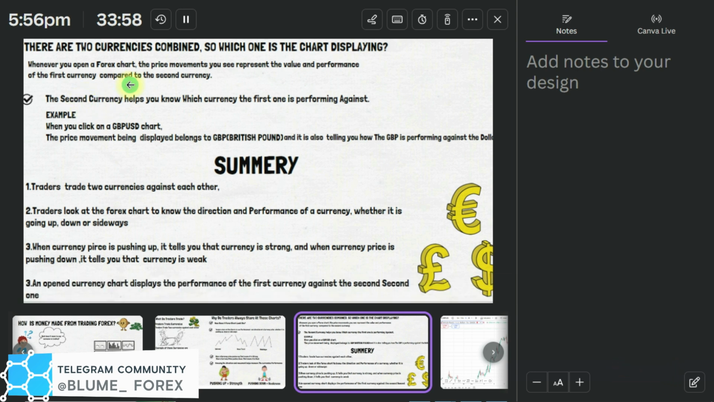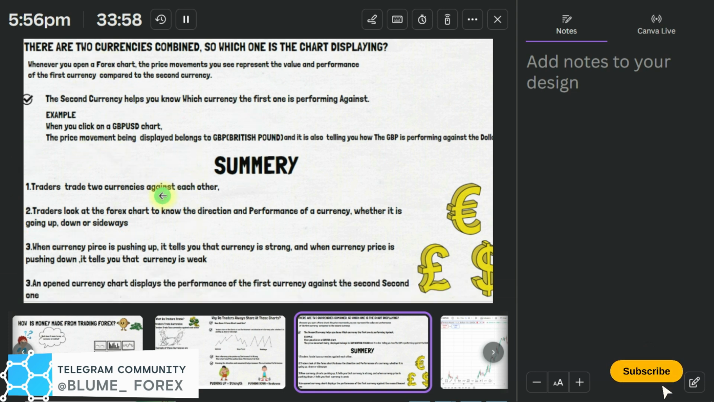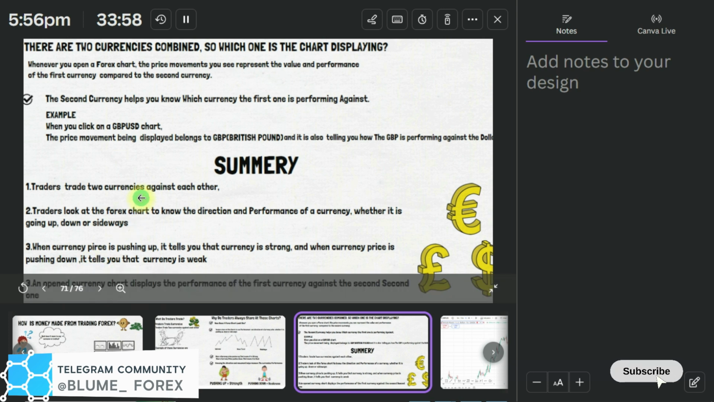GBP is strong against the United States dollar. This thing is pushing down because what? GBP is weaker against what? The United States dollar. Or this thing is moving sideways because what? The price is stagnant at a specific position. And lastly, an open chart.